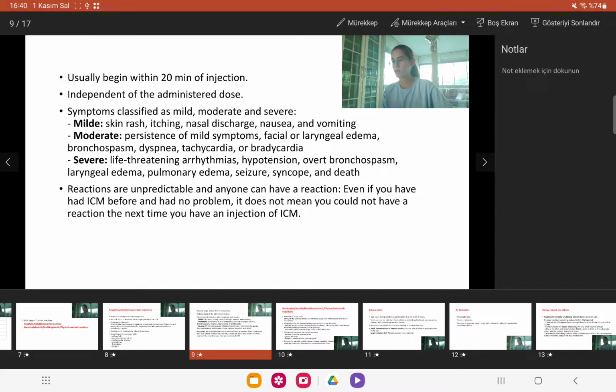Anaphylactoid reactions are unpredictable and anyone can have one, so even if you already had an ICM and no adverse reactions were seen, this doesn't mean that later administrations of ICM will not lead to any adverse reactions. They are unpredictable.